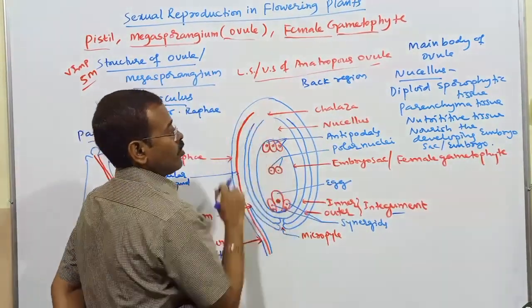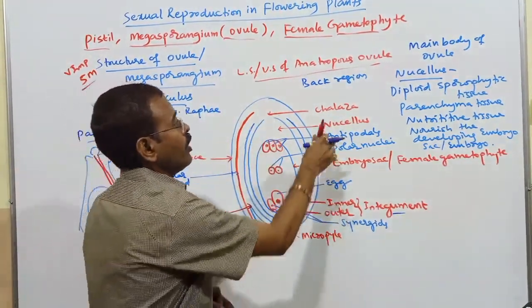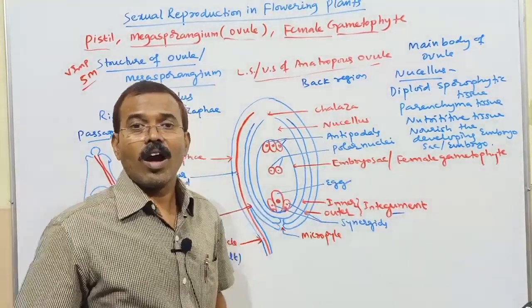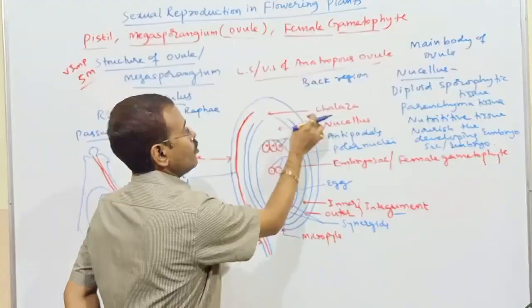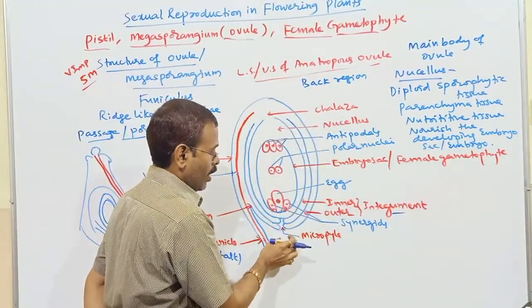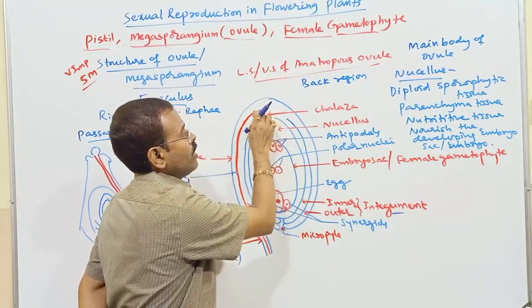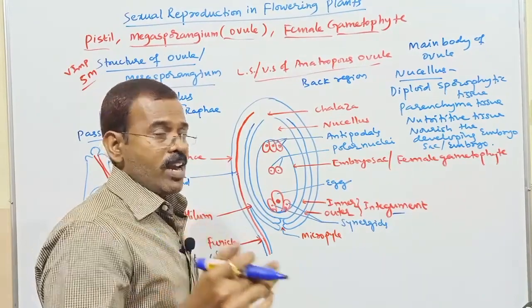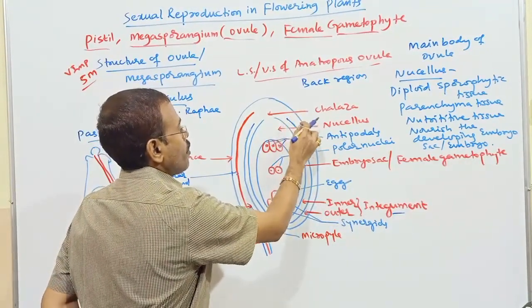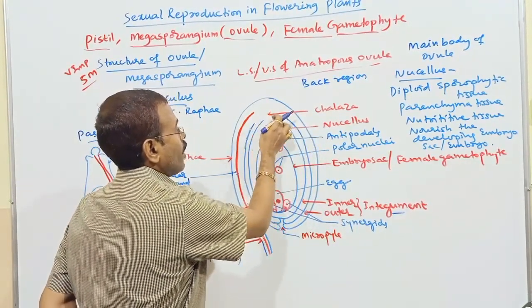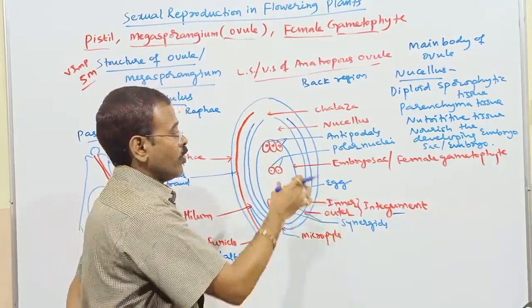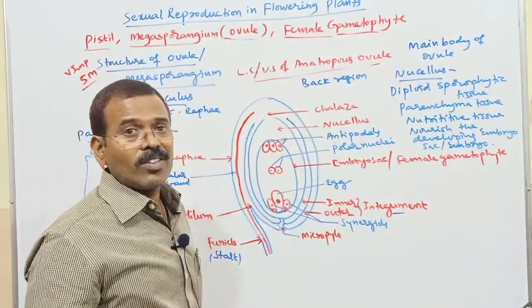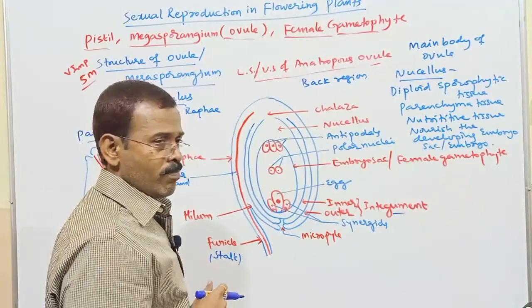This back region of the ovule is known as chalaza. This is the micropyle pore and this is the chalazal region. The back region of the ovule is the place of origin of the integuments. This is the outer, this is the inner. They originate from the back region of the ovule, which we call chalaza. So keep it in mind.